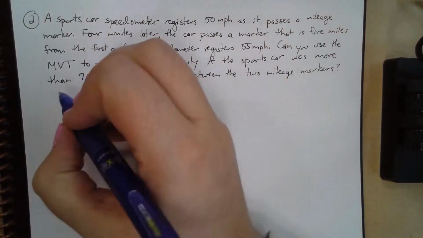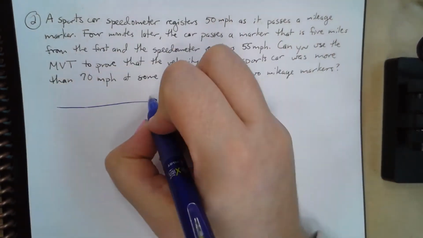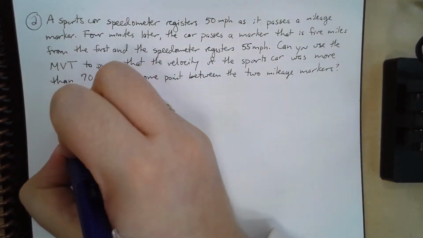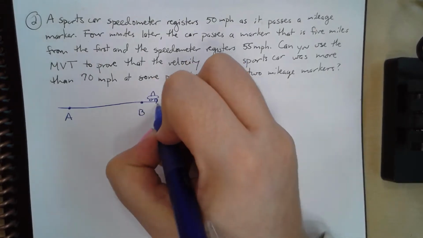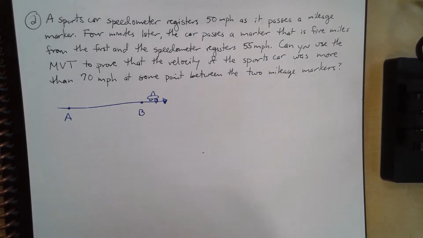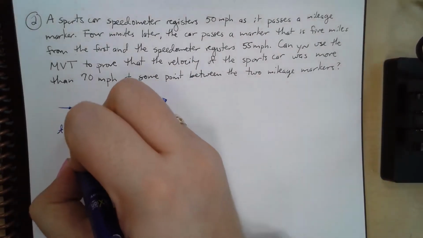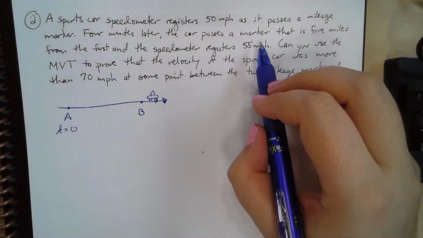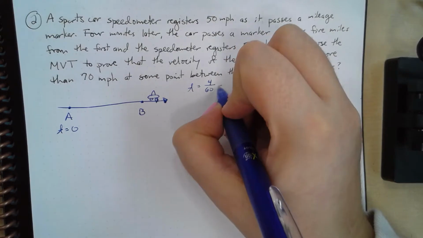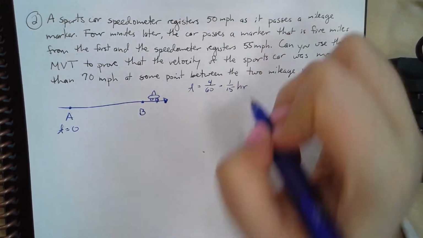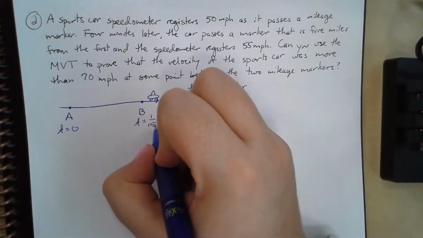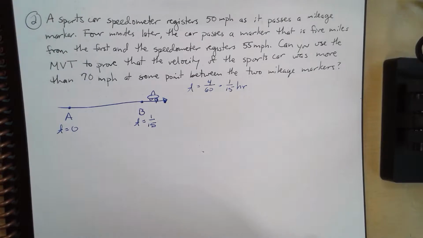Okay, so let's say here's our car, it's going fast. And we've got our first mileage marker here at point A, and our second mileage marker here at point B. We're going in that direction, right? So t here is equal to 0, and then 4 minutes later, t is going to be equal to 4 over 60, which is 1/15 of an hour, right? Because we're talking about miles per hour here, so we want this to be in hours. So here, t is equal to 1/15. Okay? So far, so good?